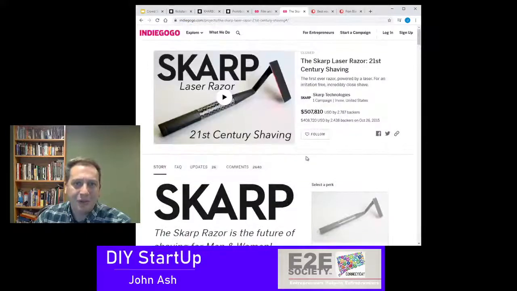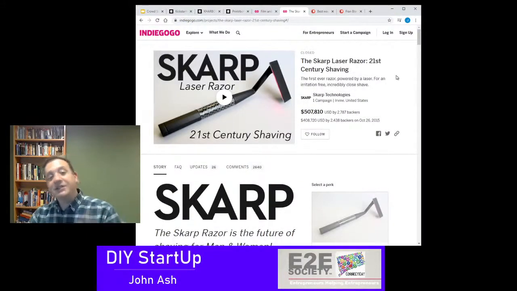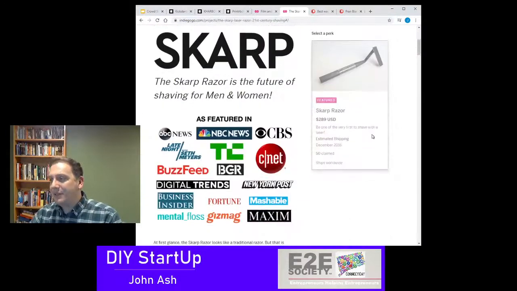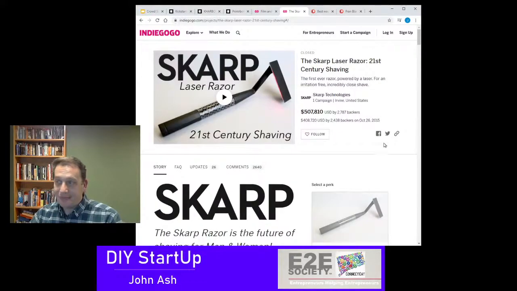They had to end up giving all the money back, which is okay because they kind of never had it in the first place. The Scarp razor was $289. They wanted $289. Shipping 2016. I don't know. Scarp never actually came to be. So they gave the money back, which is okay. That's how crowdsourcing works. No harm, no foul, I guess, because you're not really buying the thing, like I said before. You're just kind of pledging to buy it.